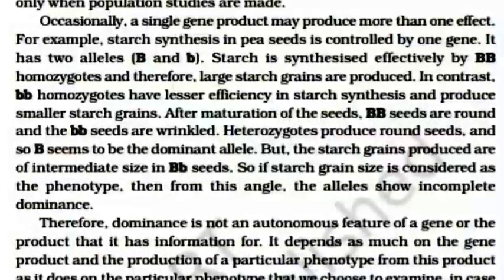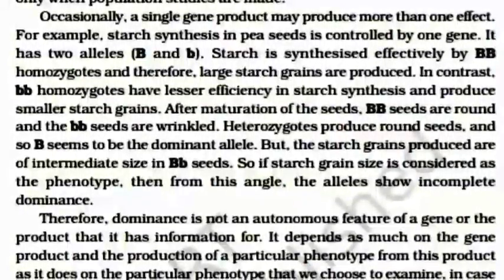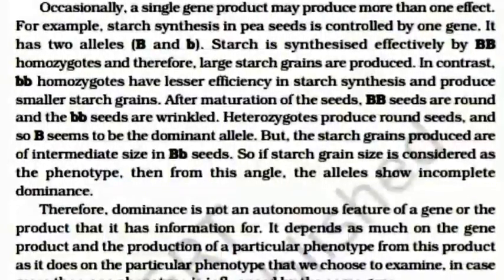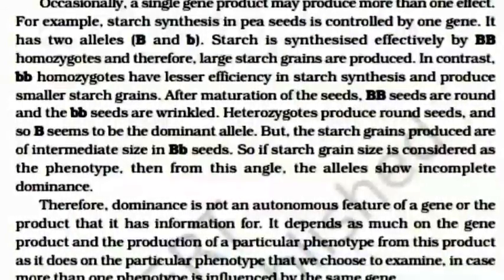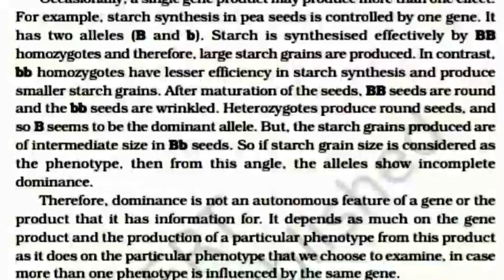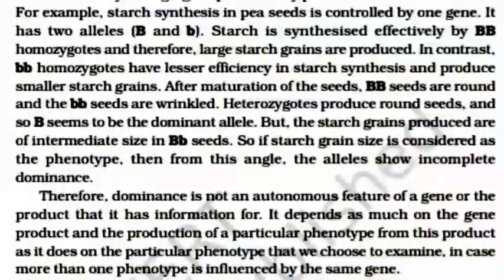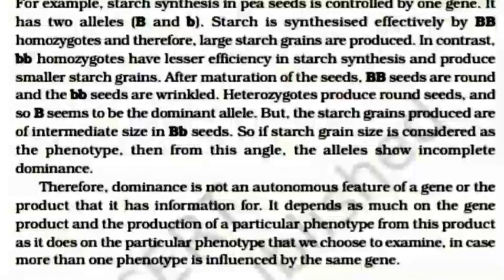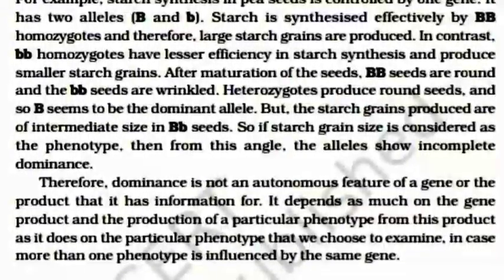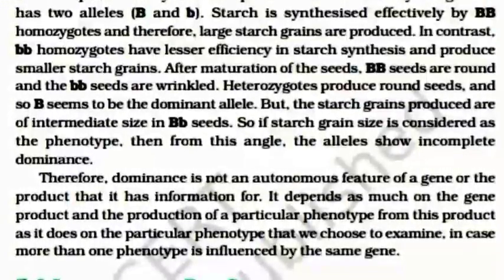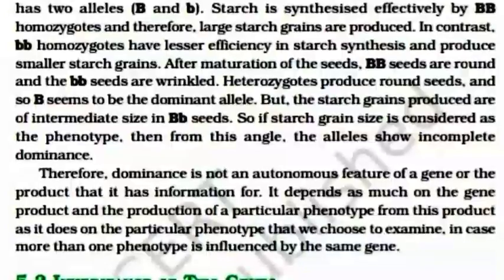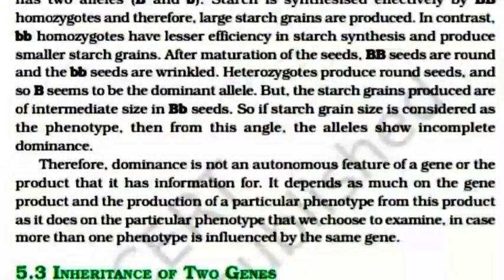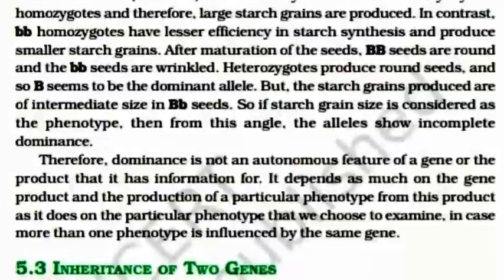Starch is synthesized effectively by capital B homozygotes, and therefore large starch grains are produced. In contrast, small b homozygotes have lesser efficiency in starch synthesis and produce smaller starch grains. After maturation of the seed, B seeds are round and the small b seeds are wrinkled.